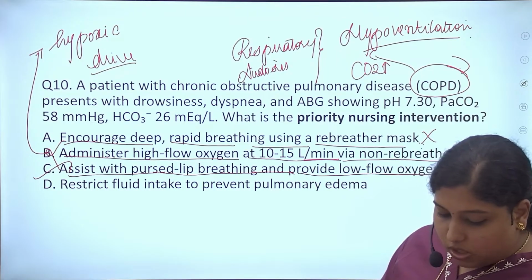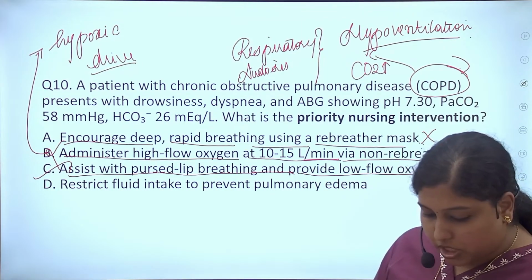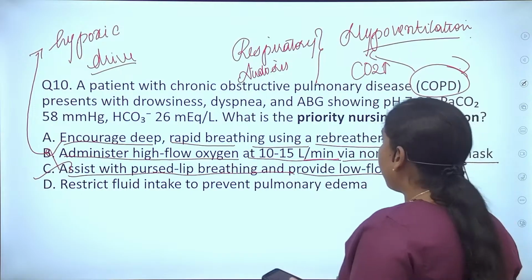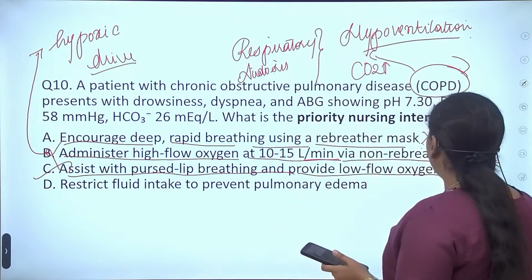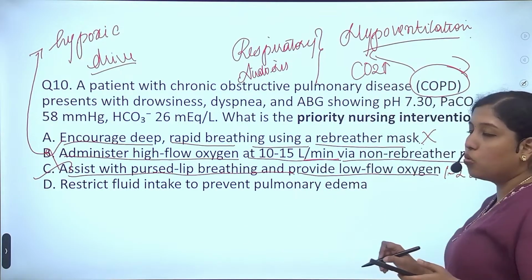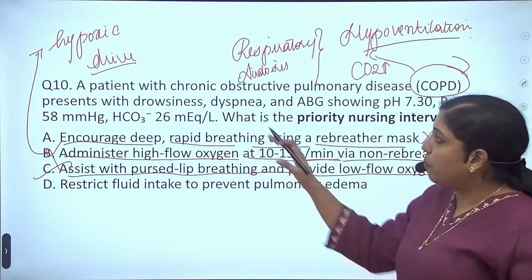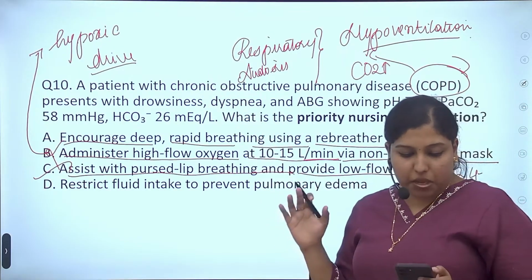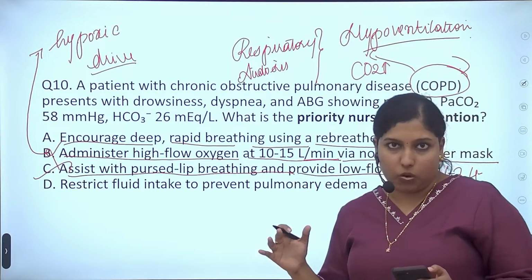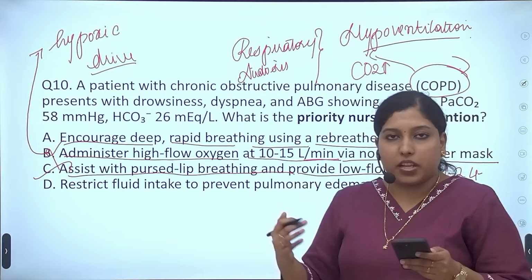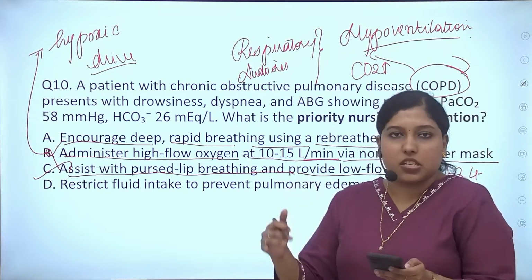So low flow oxygenation you are going to administer to the patient, because what will happen if you administer low flow oxygenation of 1 to 2 liters? This is going to maintain the hypoxic drive and make the patient breathe properly. This drive will keep on being there, and the patient will initiate his own breathing.